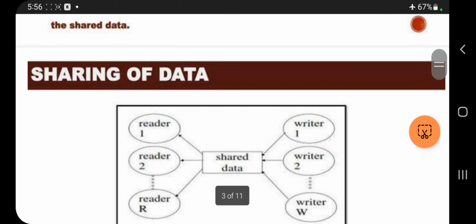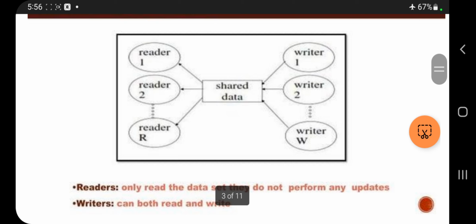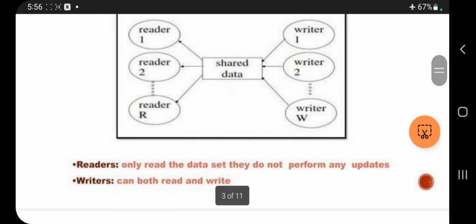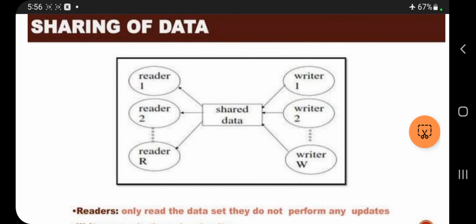There is a picturization view of sharing of data. Here, readers can only read the data set, they do not perform any updates, and writers can both read and write. For a better understanding, we can consider an example or a situation.